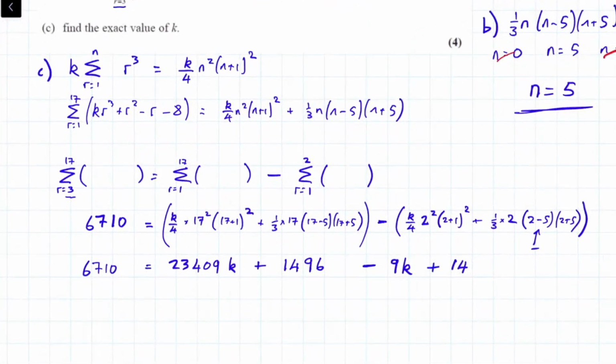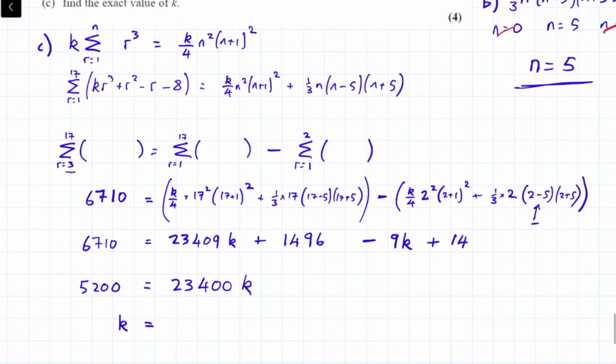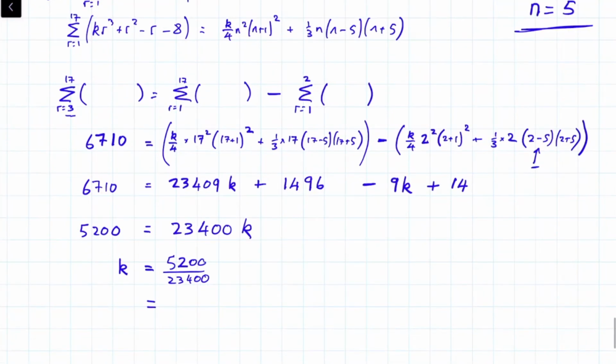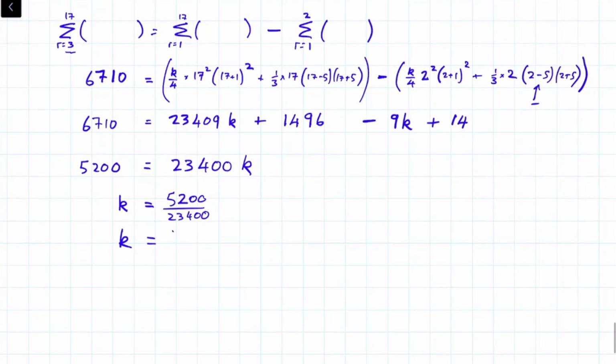So we're nearly there. We can now solve this. If we gather up all these numbers, we end up with 5,200 equals 23,400k. And from there, we can solve. We get k equals, well, it will be 5,200 divided by 23,400. K equals 2/9.